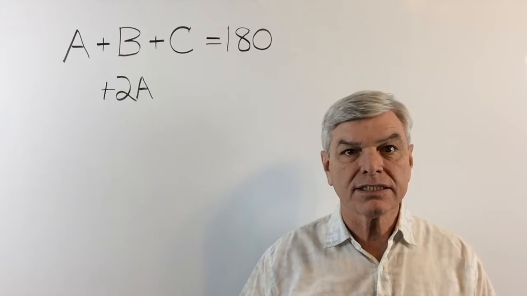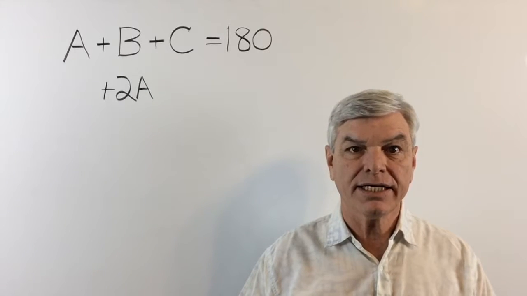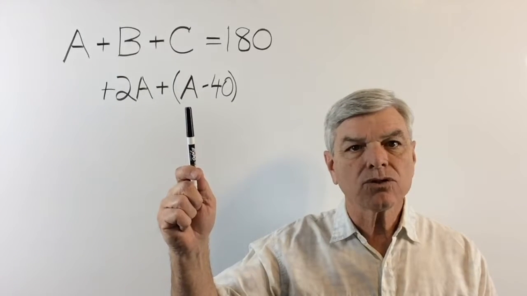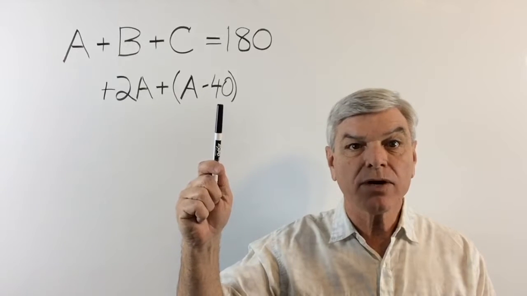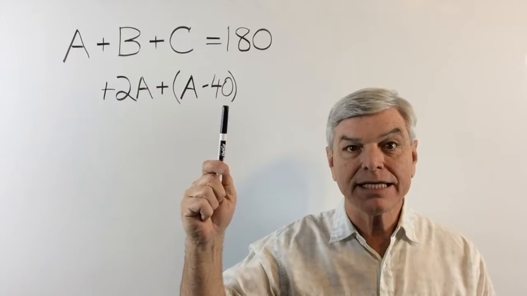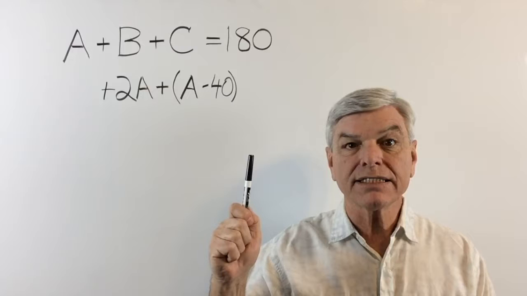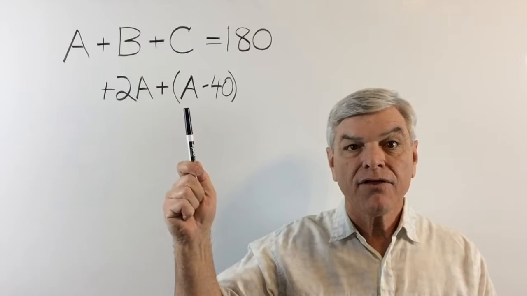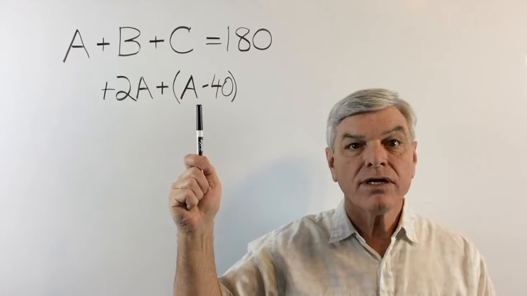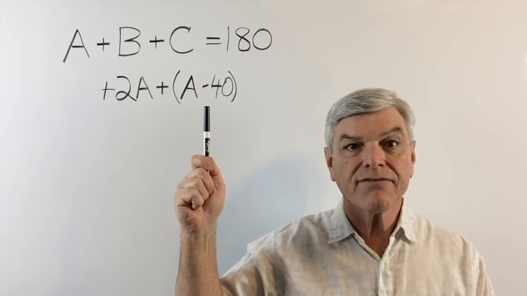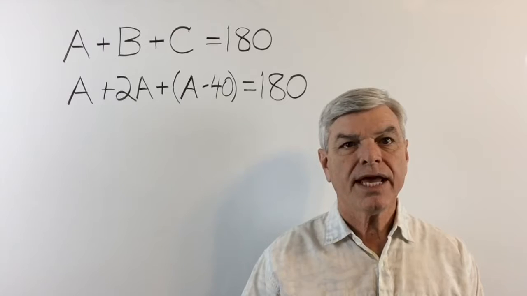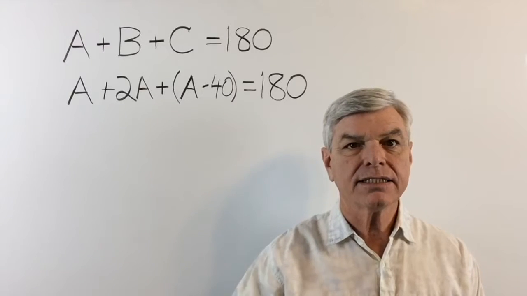Now the third angle is C. What does the third angle equal? The third angle, C, equals 40 less. Remember, we write 40 less as minus 40, not 40 minus. It's not 40 minus A, it's A minus 40. So 40 less, minus 40, the first one. Again, A is the first angle, so the third angle is 40 less than the first angle. And then let's just bring A down. And that equals 180 degrees.